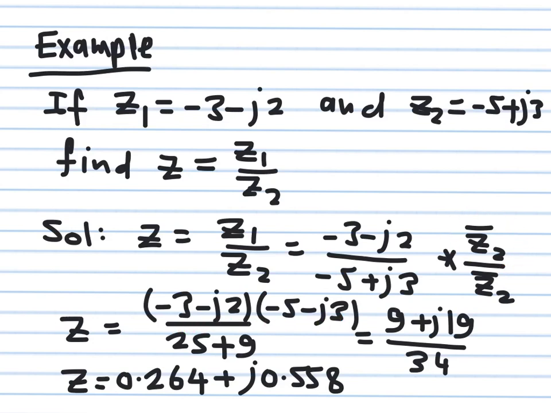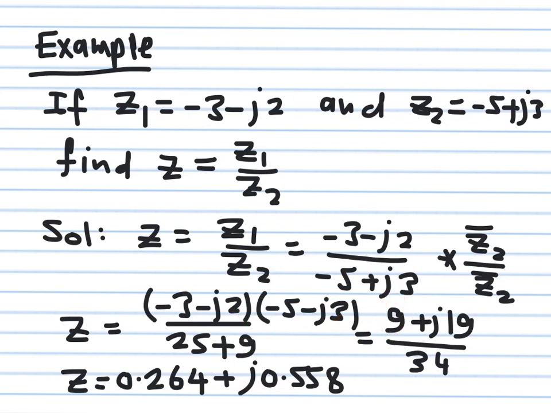Let's see how we simplify them. Minus 5 by minus 3 will give us 15. Minus J2 multiplied by minus J3 will give you minus 6. Remember, J by J will give minus 1, and the minus will cancel the minus, so you end up, unfortunately, with a minus sign. So this will give you 15 minus 6. You end up with the real part of 9.